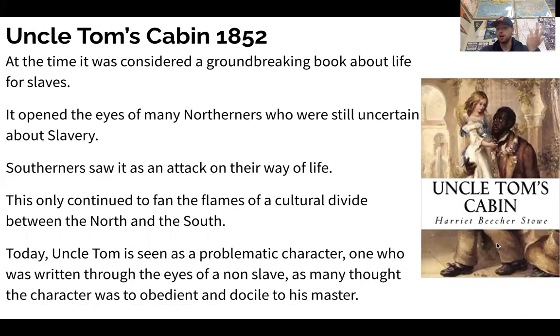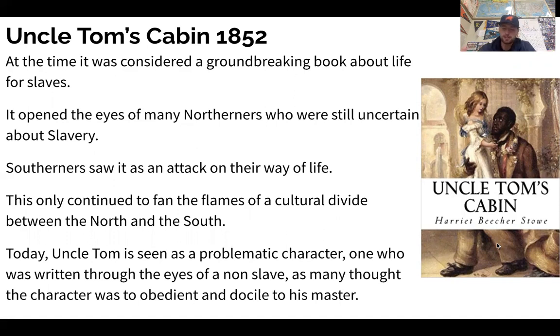Now we get to Uncle Tom's Cabin. This was written in 1852 by Harriet Beecher Stowe. At the time, it was considered a really groundbreaking book about life for slaves. For many Northerners, it opened their eyes, especially those who were still uncertain about slavery, whether it was good or bad. Believe it or not, people still were not sure, even back then. Southerners saw it as an attack on their way of life. Again, continuing this cultural divide between the North and the South.